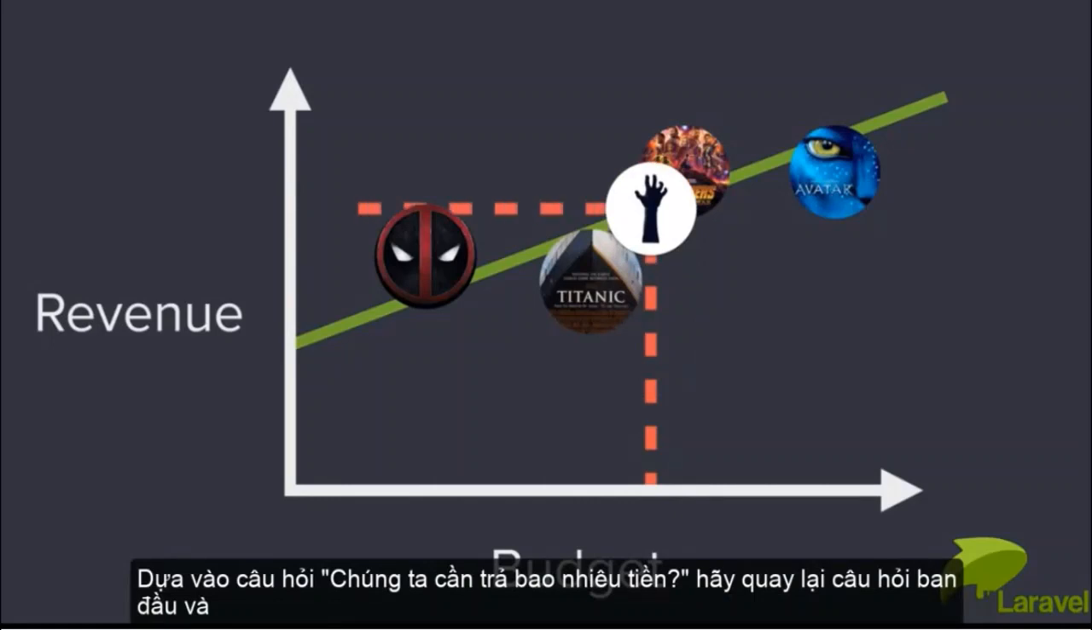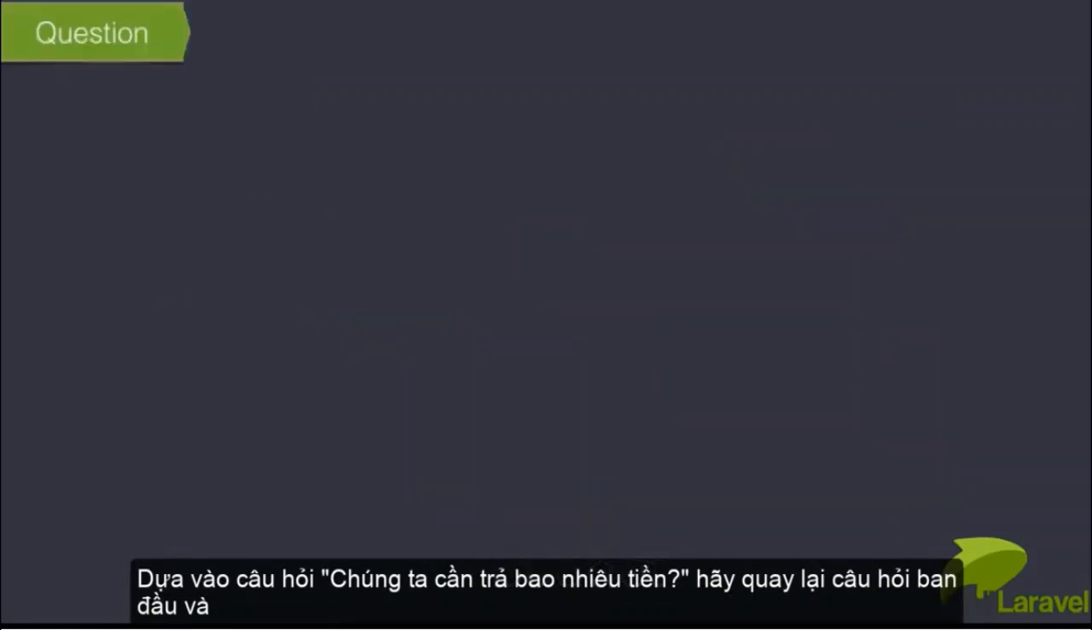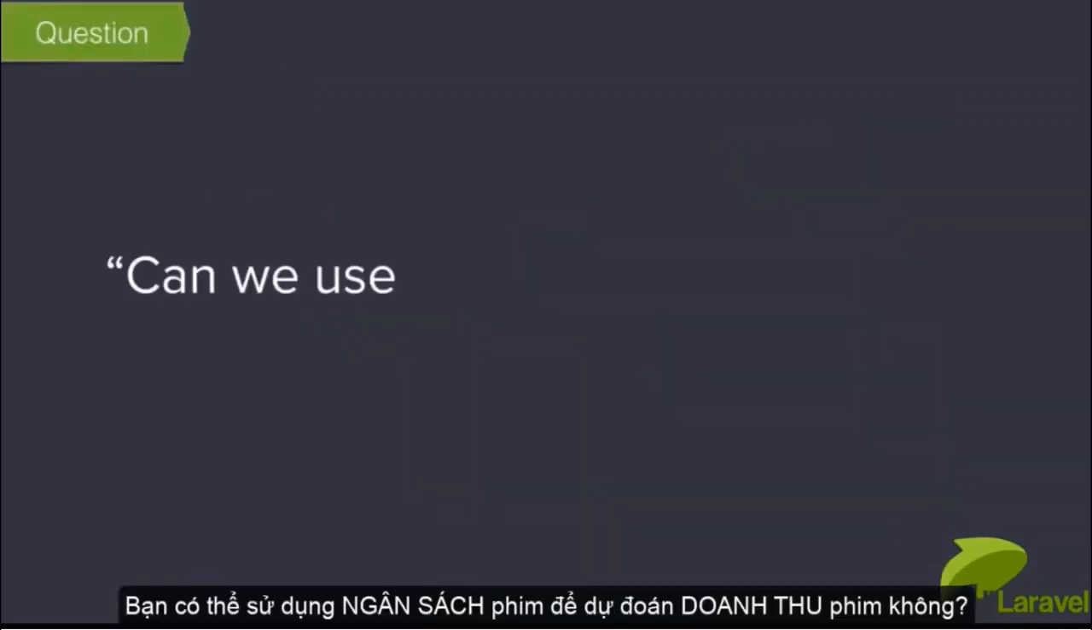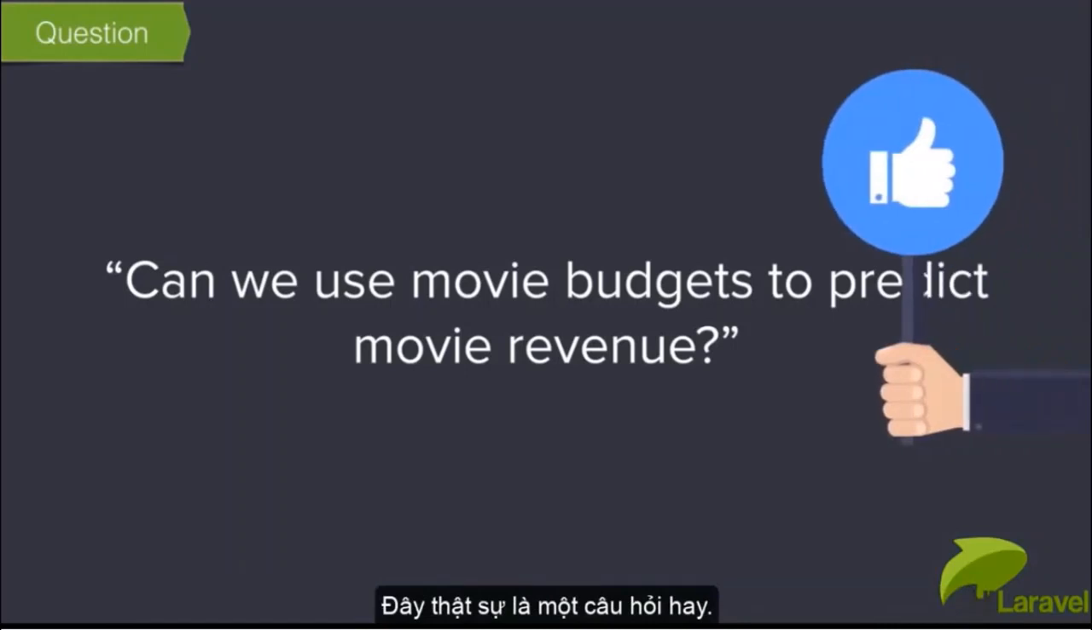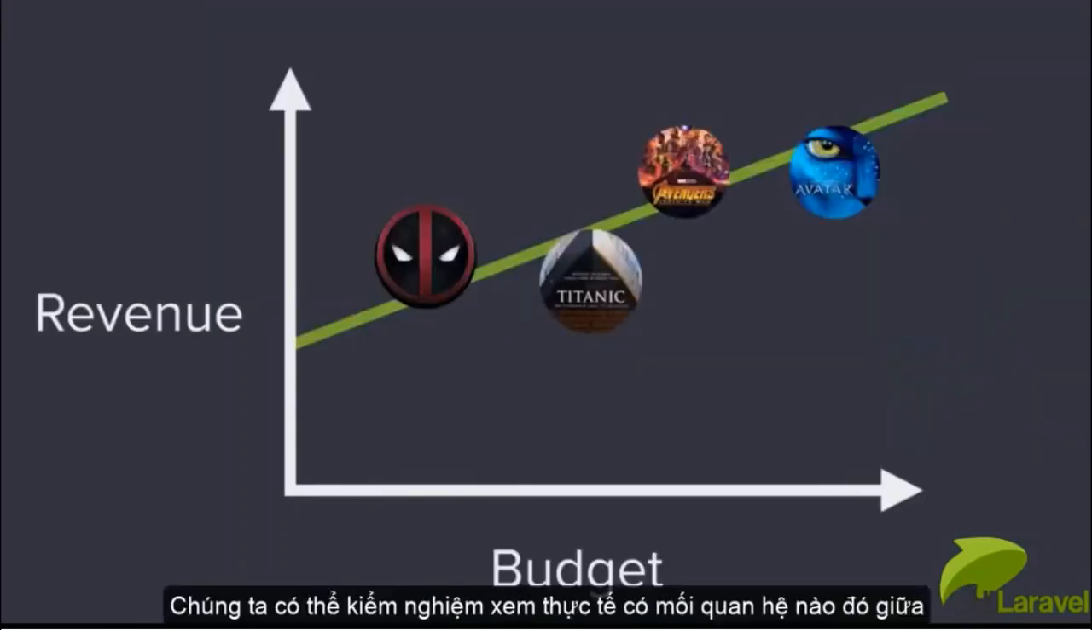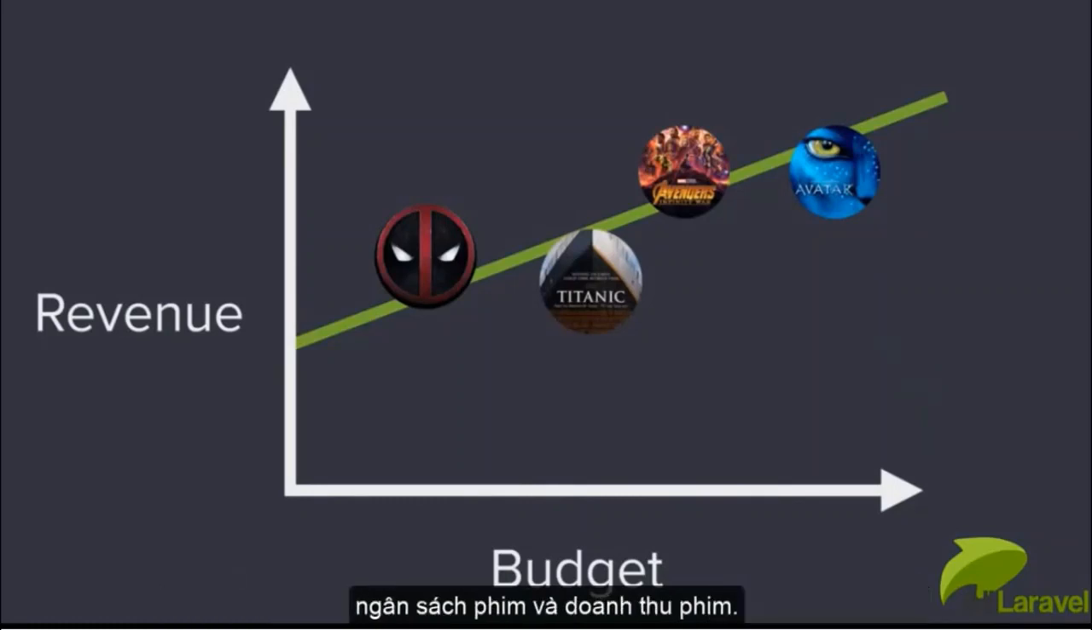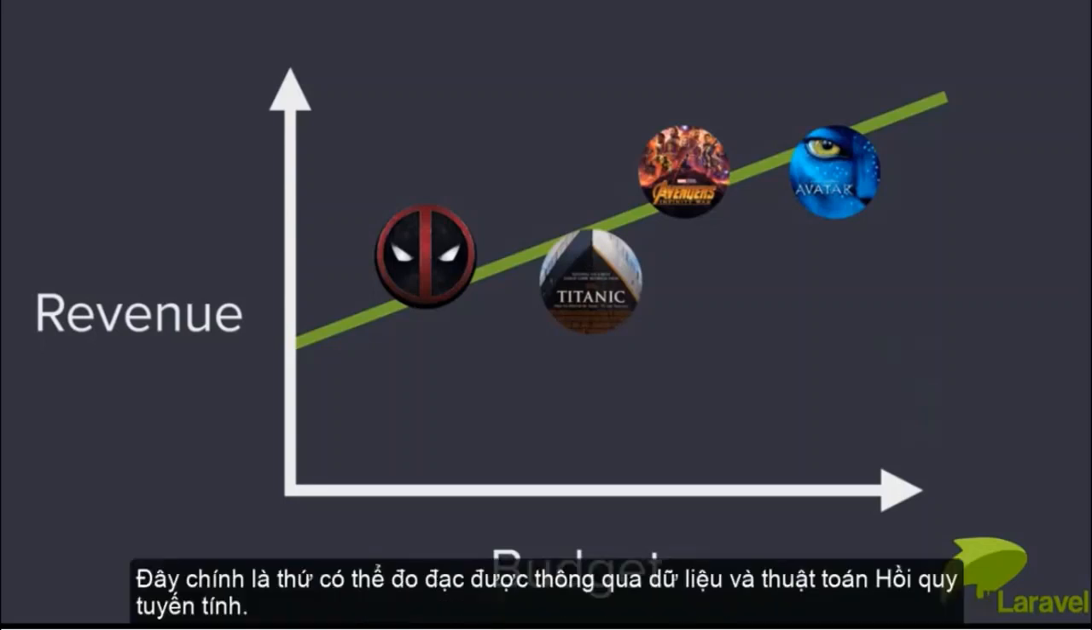So let's go back to our original question and let's make it a little bit more specific. Can we use movie budgets to predict movie revenue? Now, that's already a much better question. Why? Well, it's testable. And by testable, I mean that we can actually check if there is a relationship between movie budgets and movie revenue. This is something that we can measure using data and linear regression.